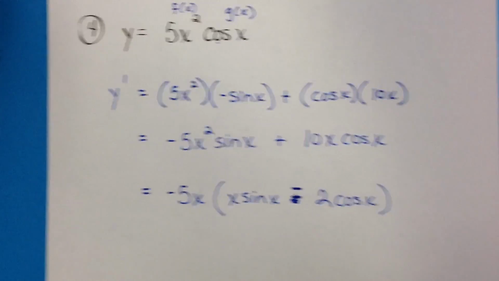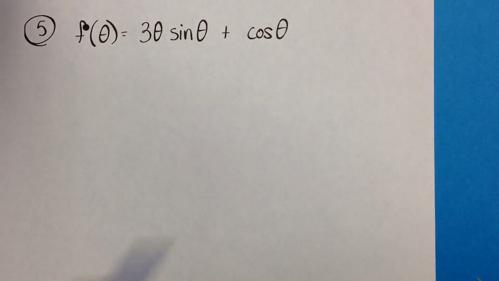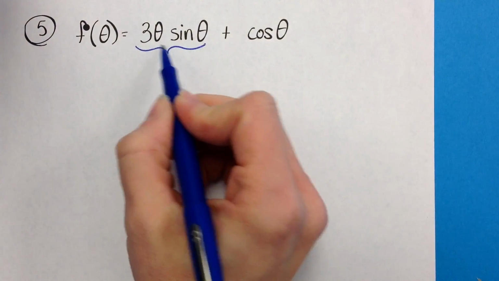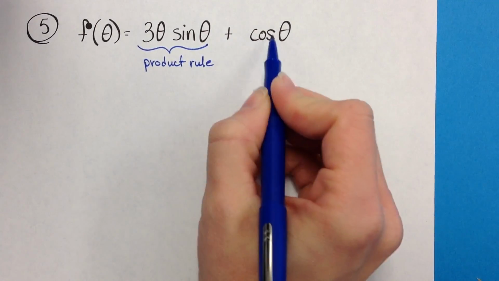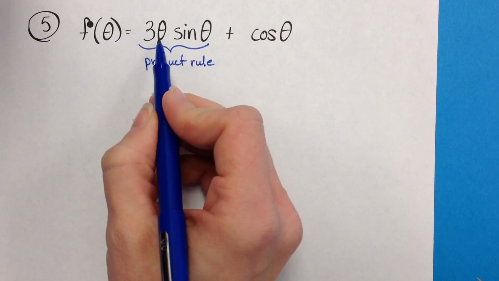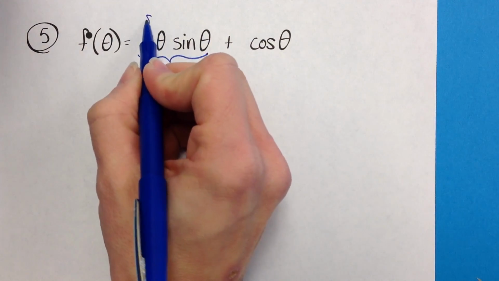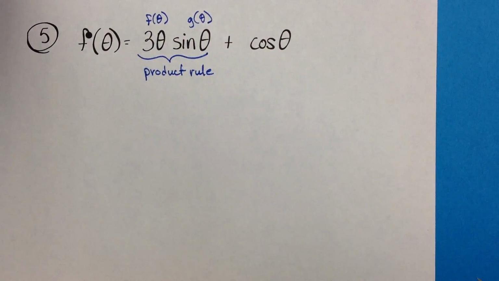Okay, looking at one more product rule here. Okay, so they've switched your variable here to be theta, which is fine. Now, the whole problem is not product rule. Your product rule is only going to occur right here. Because this term, that's not a product there, that's just cosine theta. But here you have 3 theta times sine theta. So this is going to be your first function, and this is going to be your second function.